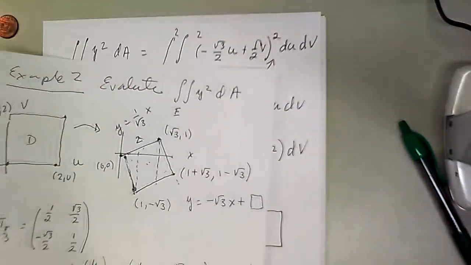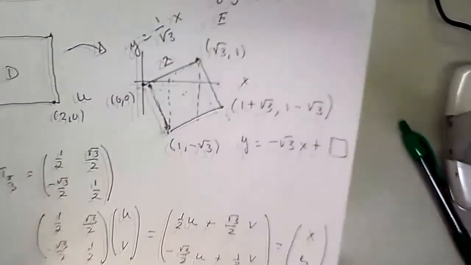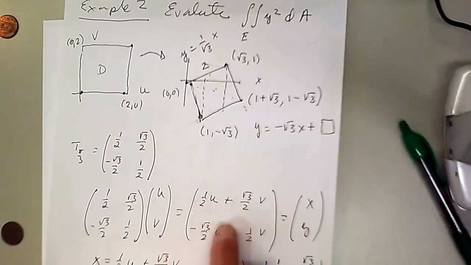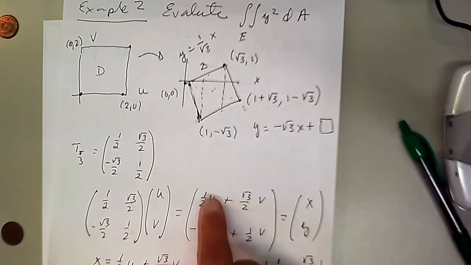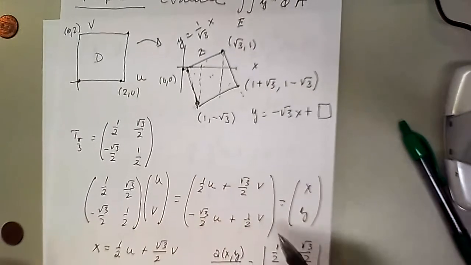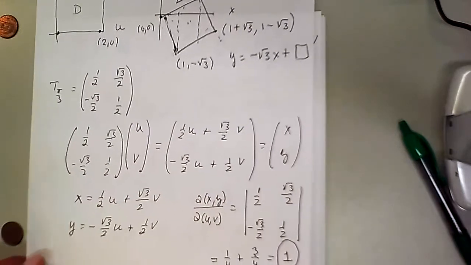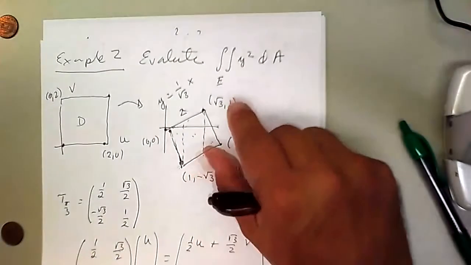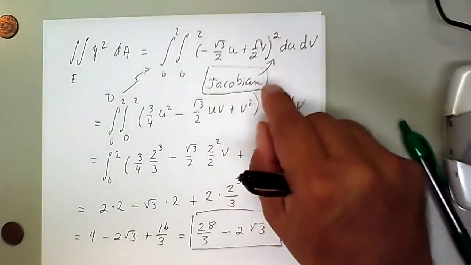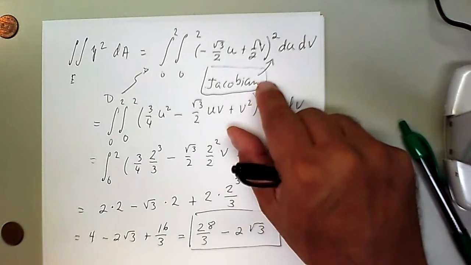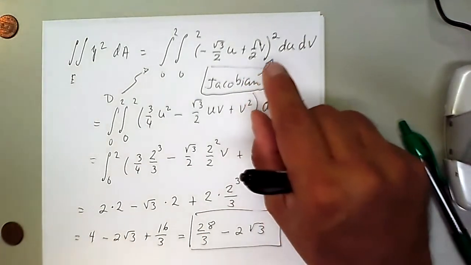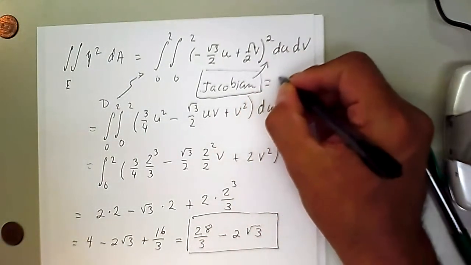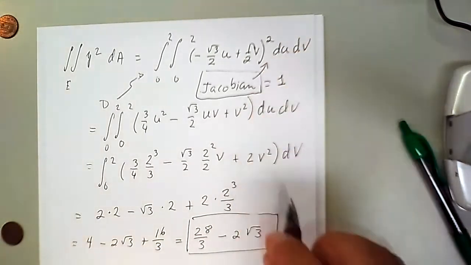So the Jacobian of a rotation is always going to be 1 because you get cosine, sine, negative sine, and cosine. So you always end up with cosine squared plus sine squared. So that's always going to be 1. You could have proven that before, even doing these numbers. So rotations are going to be okay. You do have to worry about the Jacobian every time, but the Jacobian of rotations happens to be the number 1. And multiplying by 1 does not change much in this case.